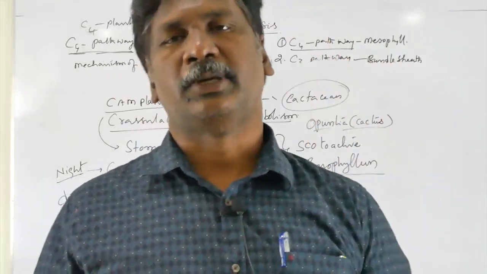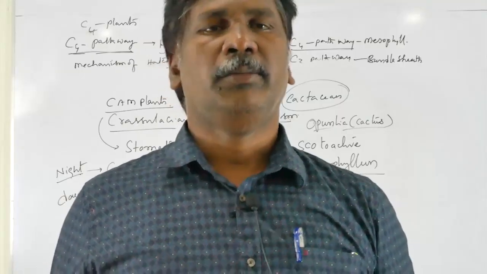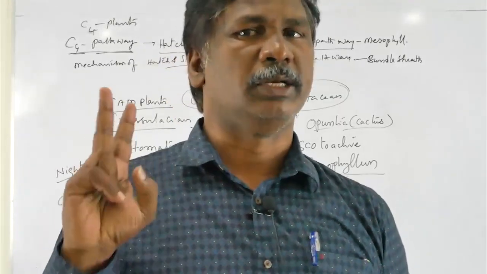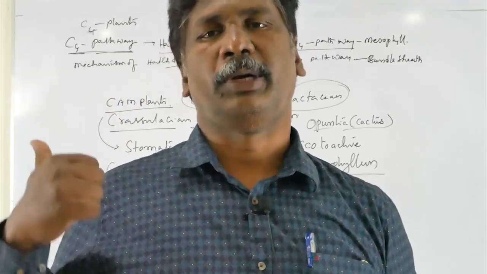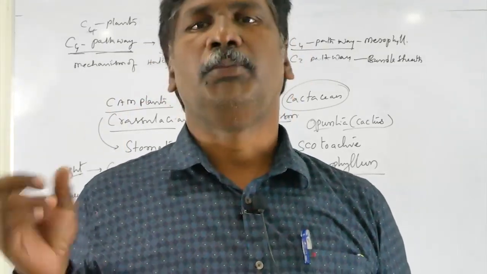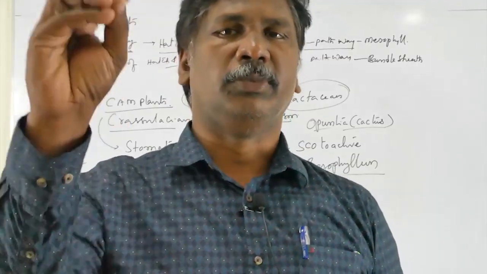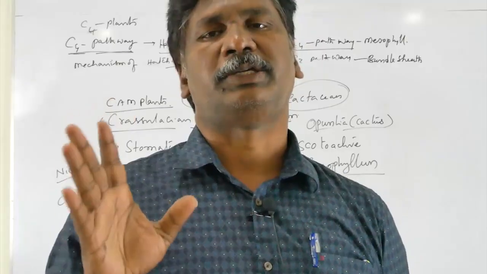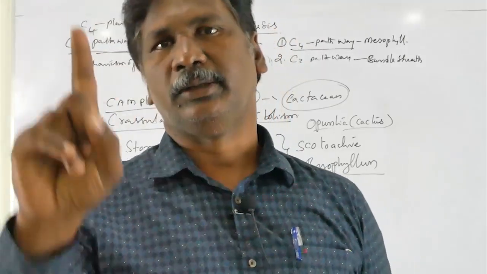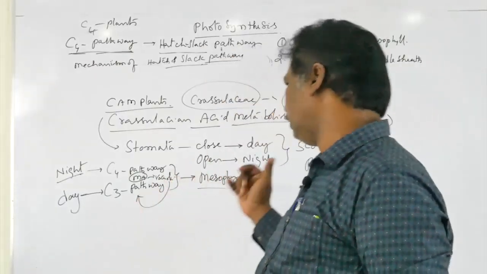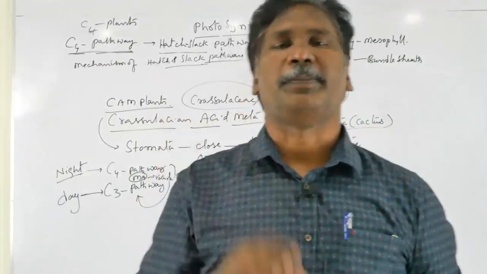In C4 plants, two types of cells participate: mesophyll cells and bundle sheath cells. Mesophyll for the C4 pathway, bundle sheath for the C3 pathway. But in CAM plants, both the C4 pathway and C3 pathway take place within only a single cell, that is the mesophyll cell. But there is a time gap.